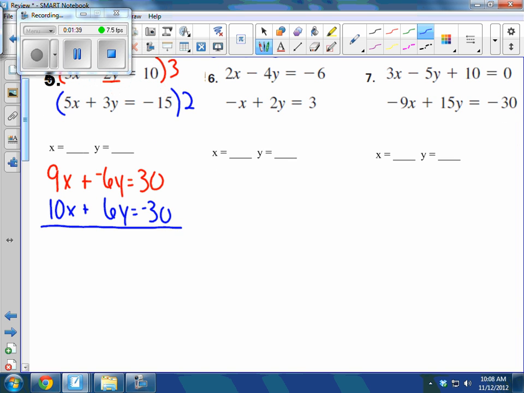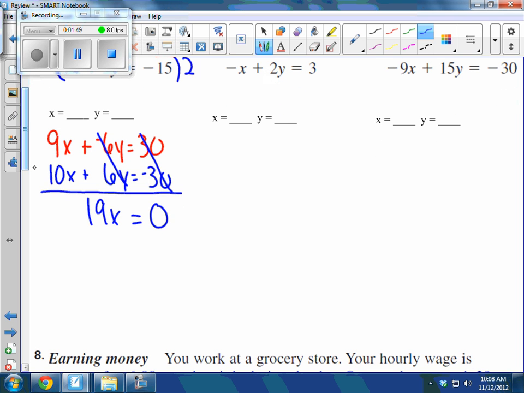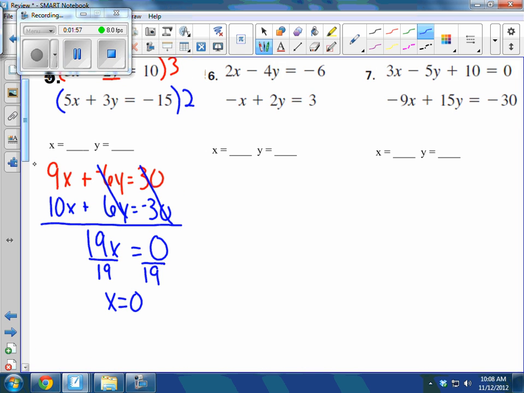And when I add everything up, the y's go away. The regular numbers add up to 0. Don't stop the problem yet, because when I add up the x's, I get 19x equals 0. And then when I divide by 19 to get x by itself, x is 0. So you do get a solution here. It's not no solution or infinite solutions. So my x coordinate is 0.